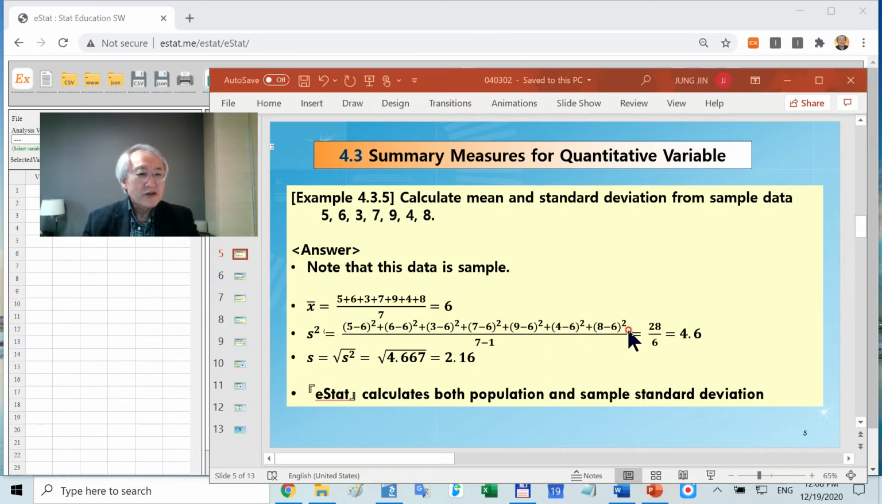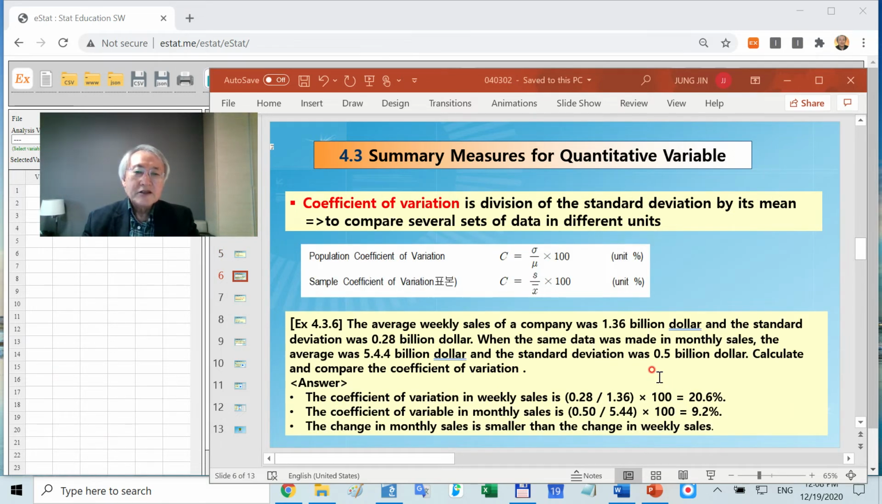Instead, calculate both population and sample standard deviation. There is a slight variation of standard deviation. They call it the coefficient of variation. What does it mean? It is nothing but dividing the standard deviation by the mean and multiplying by 100. It is some kind of percent. If they specify population data, you use this formula. If it is sample data, you use this formula.